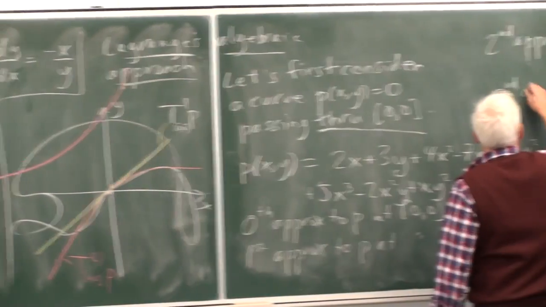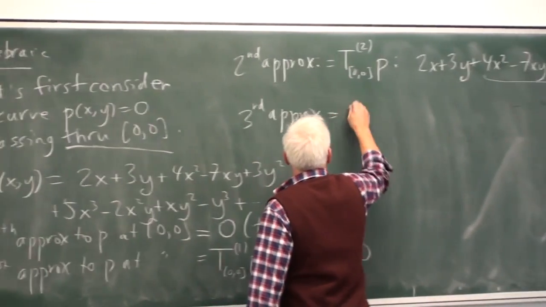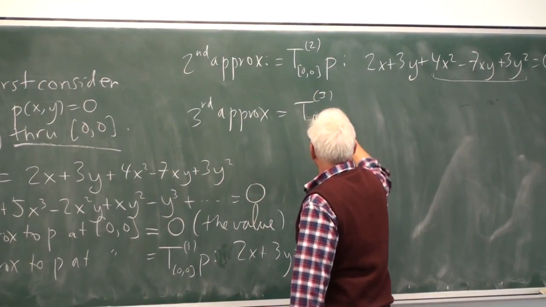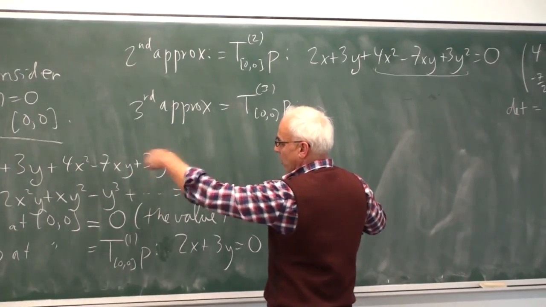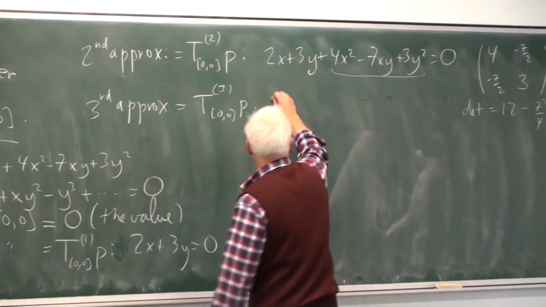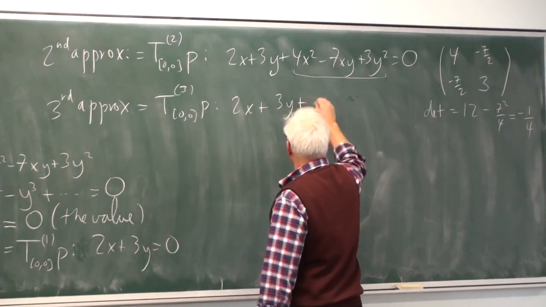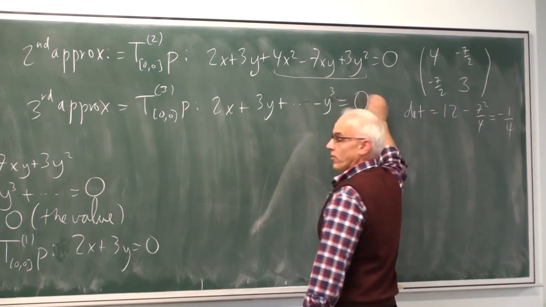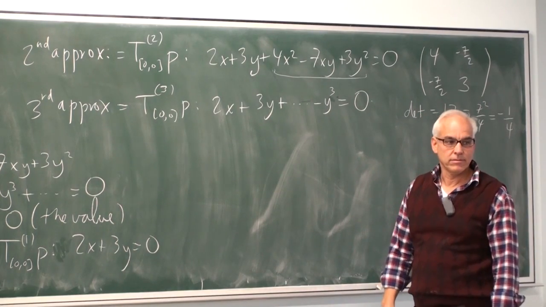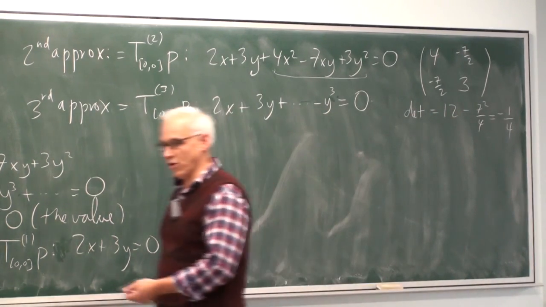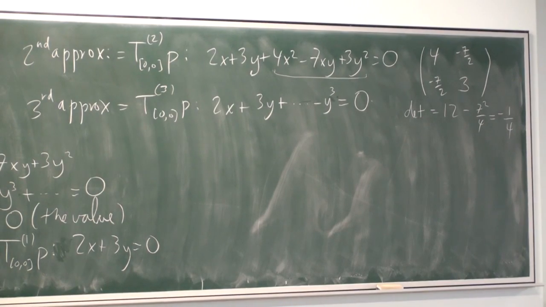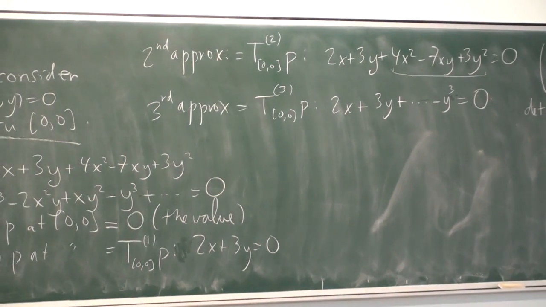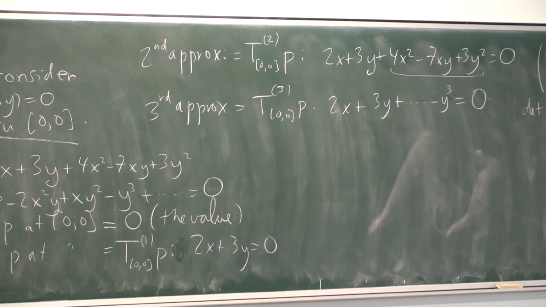The third approximation would be T3, 0, 0 of P, and then that would be all of the terms up to here, 2x plus 3y, plus I won't write them all down, all the way up to minus y cubed equals 0. And that would be some kind of cubic curve. But it's a cubic curve not of the kind y equals f of x.